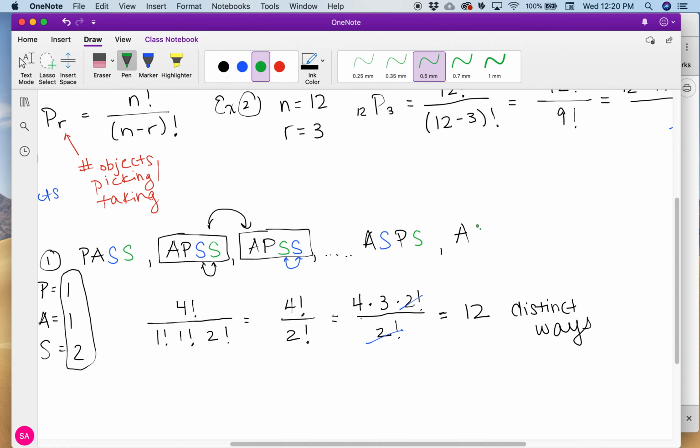So if we switch the S's, we get A, green S, P, blue S, right? But once again, look, it's technically the same, even though we switched the S's, it's the same ordering. So we don't want to count these twice, just like we didn't want to count this twice. So in the end, there's 12 distinct ways we can order the word PASS.